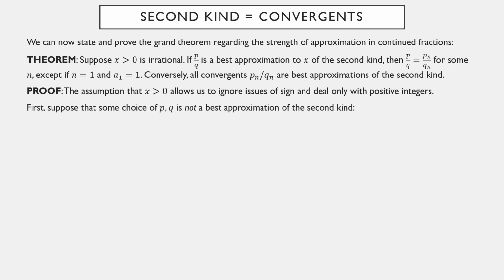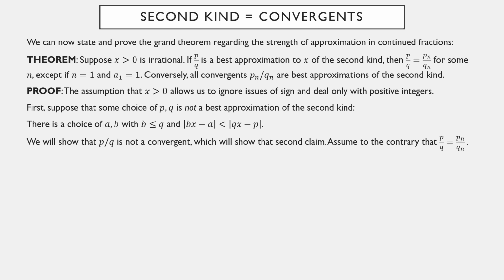So first, suppose that you have some choice of p over q which is not a best approximation of the second kind, meaning it's possible to find a and b where b is less than or equal to q, so that |bx - a| is less than |qx - p|, meaning the multiple bx is closer to the integer a than the multiple qx is to the integer p. So what we'll do is show that p over q cannot be a convergent. That will establish the second claim: if not a best approximation of the second kind, then not a convergent. We'll establish: if convergent, then best approximation of the second kind.